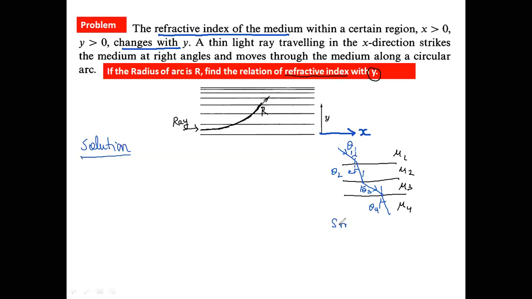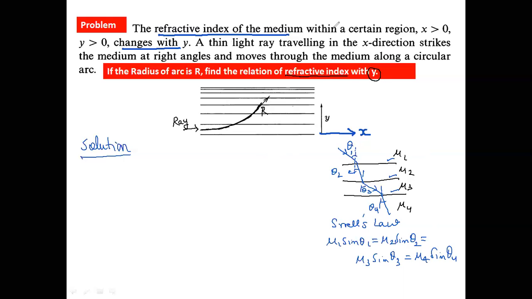Then according to Snell's law of refraction, we can write mu1 sine theta 1 equals mu2 sine theta 2 equals mu3 sine theta 3 equals mu4 sine theta 4. So this is Snell's law for the case of parallel refracting surfaces, and though it is a variable refractive index here, the same working principle can be used.